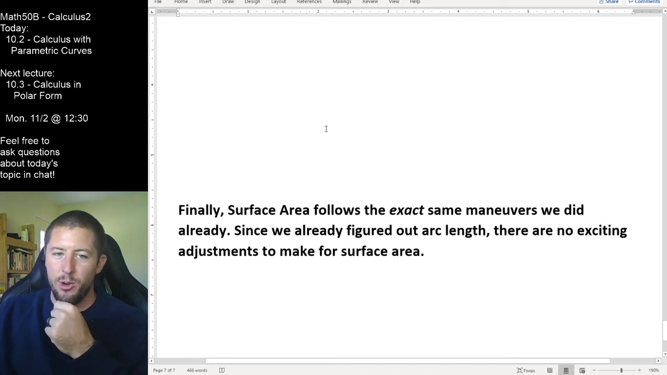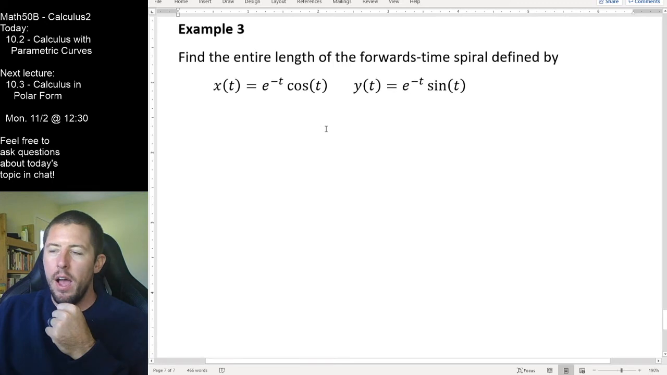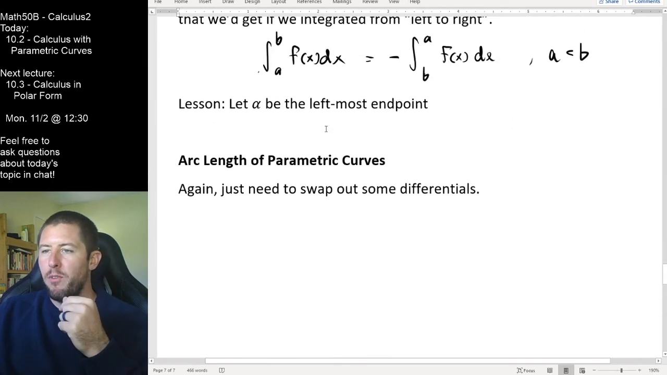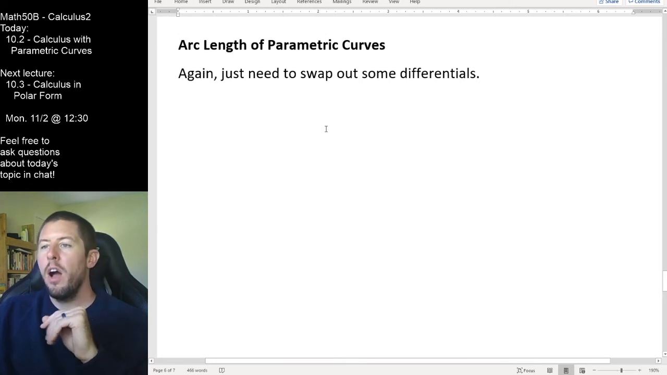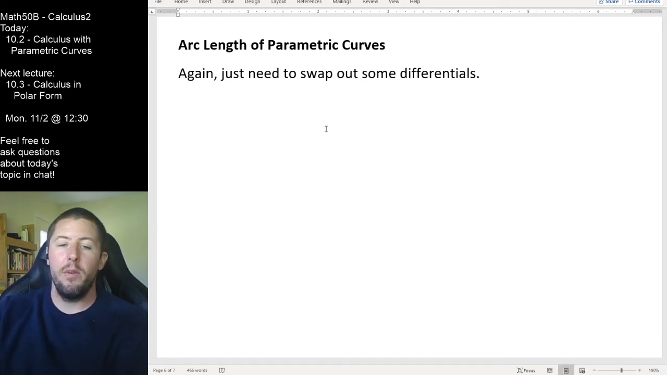The arc length one is pretty cool. And if you like the algebra that we've already done, then you're going to like this algebra even more. And I've got a pretty cool example problem set up for us here as well. So let's hit arc length, and then we'll see, oh yeah, surface area, I can see how that'll work. So arc length and parametric curves. Again, we just need to swap out some differentials is all I'm going to say here.